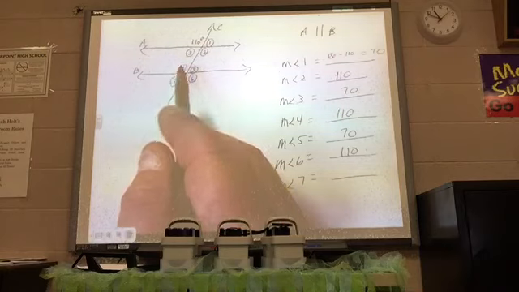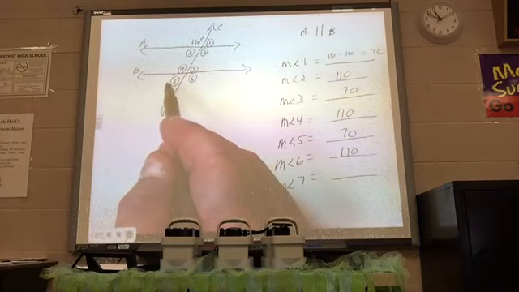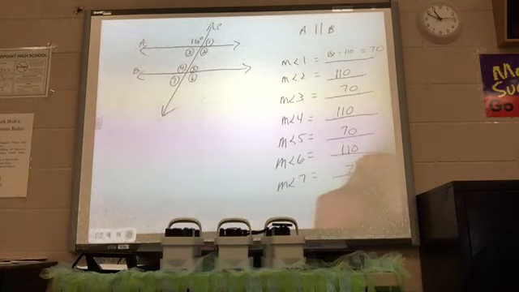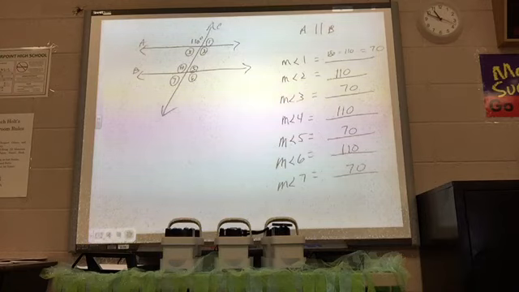You can use 2 or 3 different things now. What's the last one here? What's 7? 70. How many different angle measures are there? 2. You'll have 2 different angle measures. All right. That's how you name them. Any questions about that? Nope.